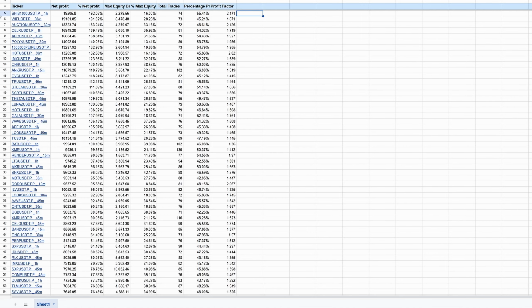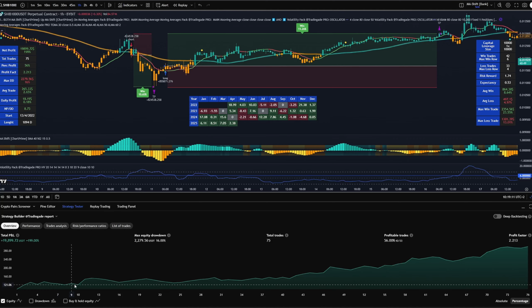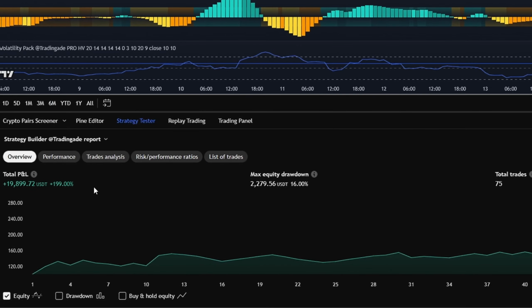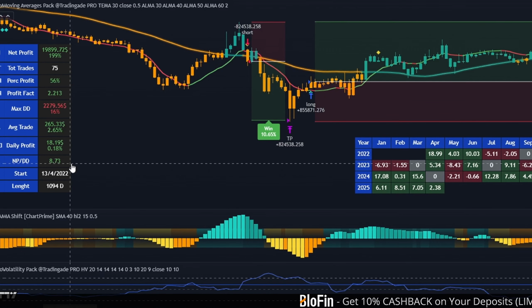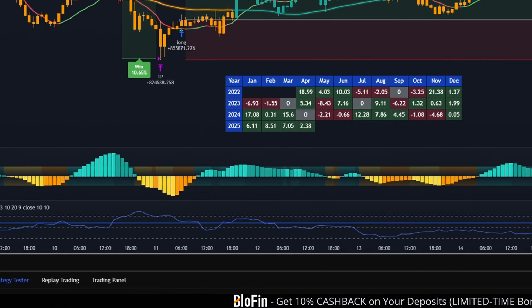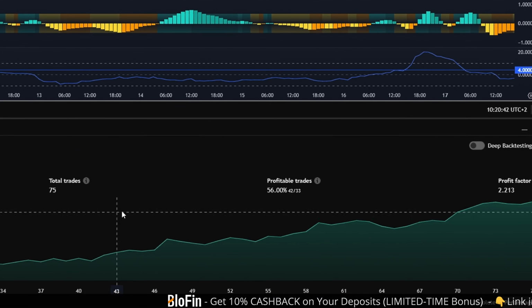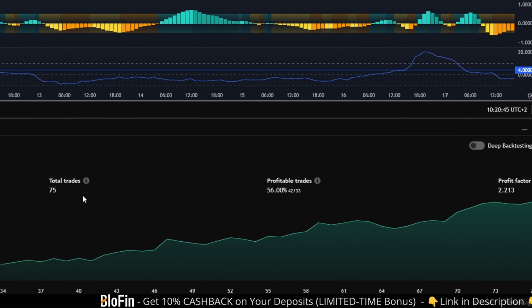We're gonna analyze the top performing asset, which as you can see has generated an astonishing equity line. We have 200% net profit, 16 max drawdown, a low value compared to the net profit. In fact, we have a net profit / drawdown of 8.73, which is a pretty high value. 75 total closed trades, which isn't a high value, but it's a decent one.